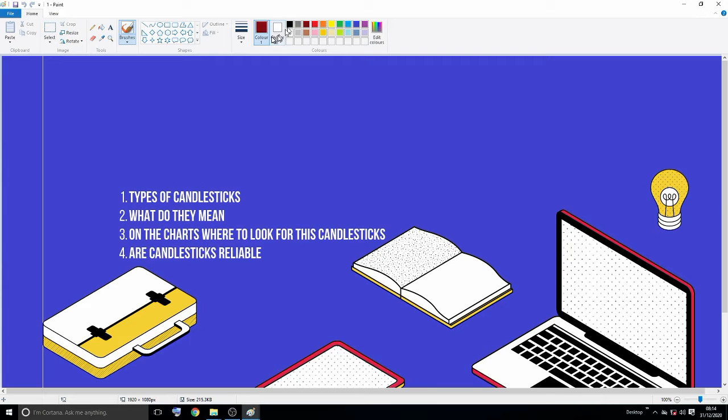We will also talk about what they mean. So we'll talk about types of candlesticks, what these candlesticks mean, where to look for these candlesticks on the chart, and we'll talk a bit about the reliability of these candlestick patterns. So let's continue.